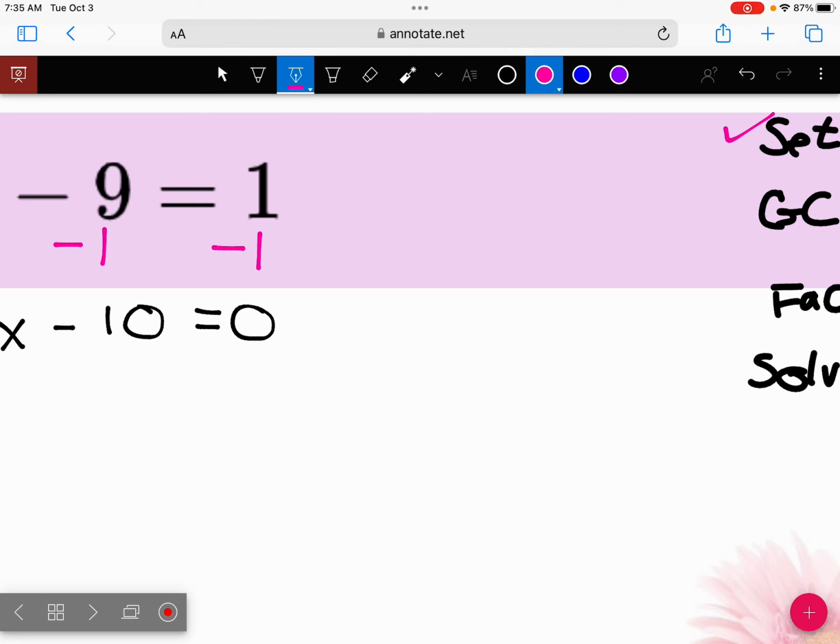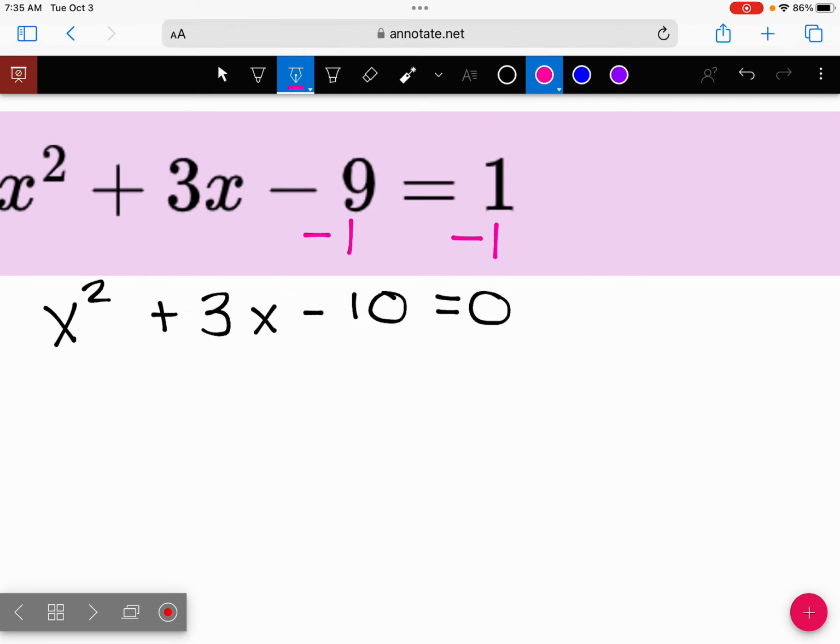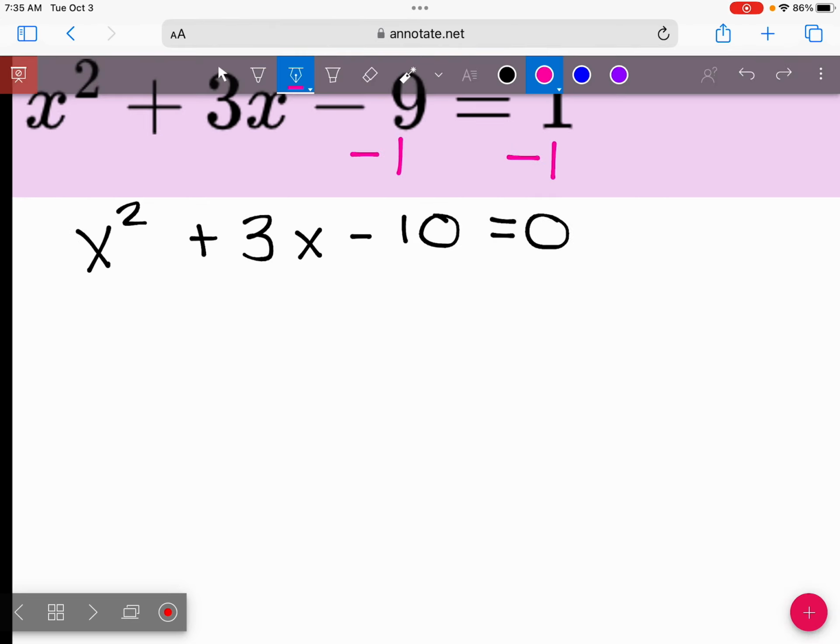Then we're going to check for a GCF. Is there a greatest common factor in all of these pieces? Nope. Don't look too hard. If you don't see one right off the bat, it's probably not there. Then we're going to factor. Since I have my 1, 2, 3 pieces, that's when we use our x.